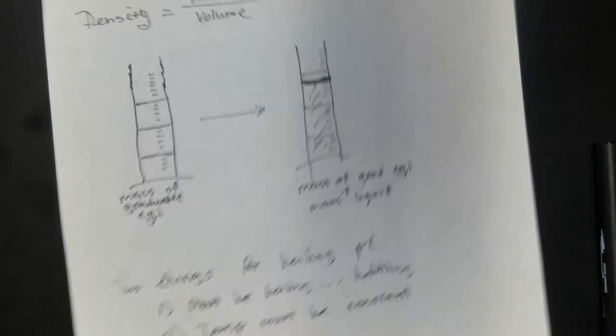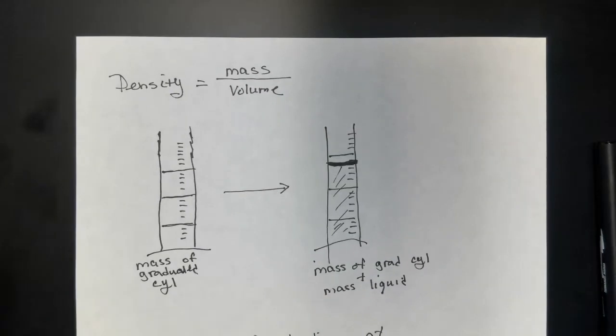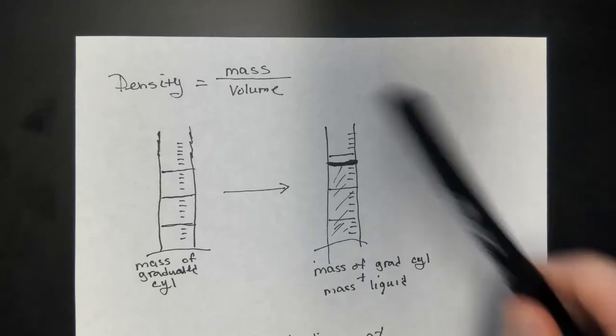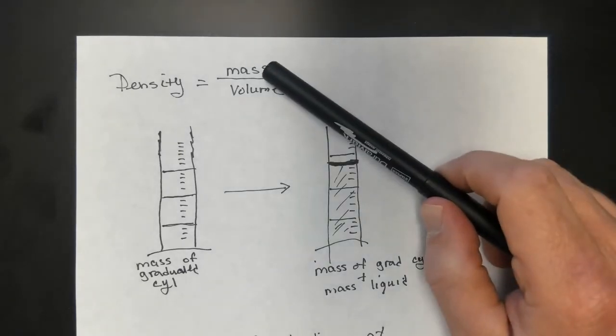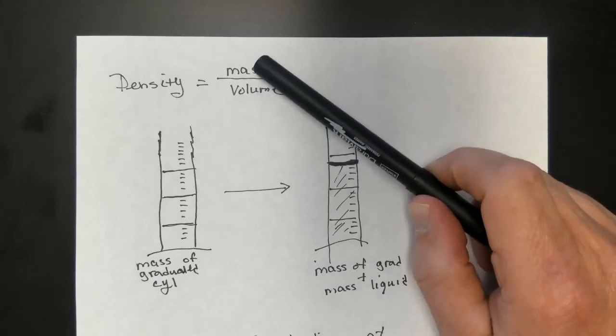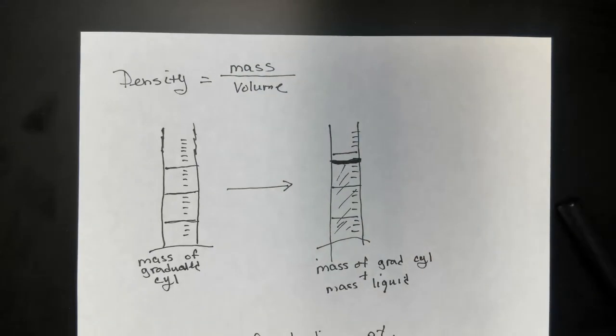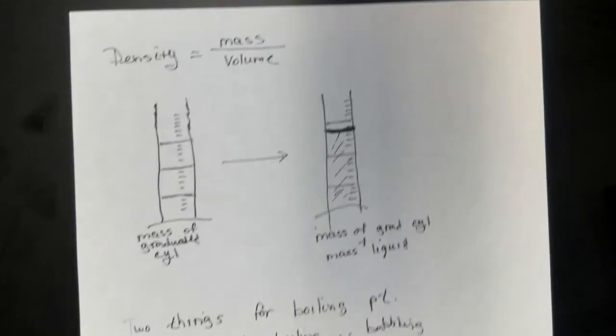A couple other things. So, we're going to determine density of the liquid. Density is simply the mass divided by the volume associated with that mass. Right? Mass over volume. Now, we're going to determine mass using an analog top loading balance, and we're going to determine volume using a graduated cylinder. Now, details of that experiment.